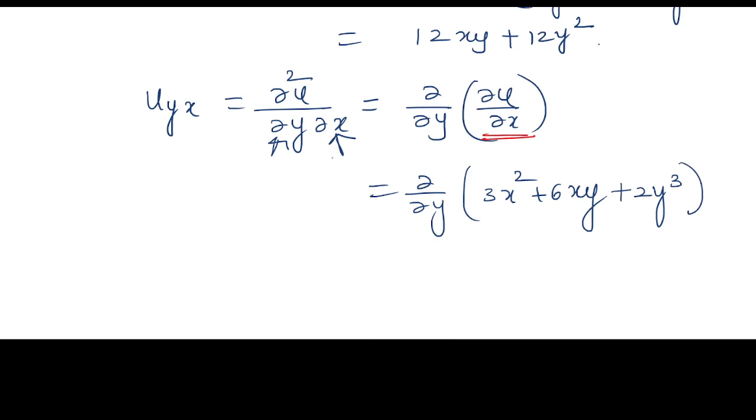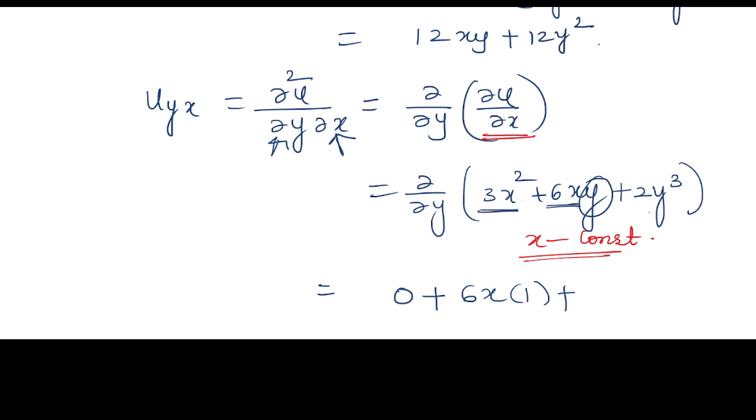If we differentiate this with respect to y, we have to treat x as a constant. So the term 3x² is constant, and it is 0. Here 6x is constant, so I will write the constant value. Now the derivative of y with respect to y is 1, and the derivative of 2y³ is 6y², which is 6x plus 6y².